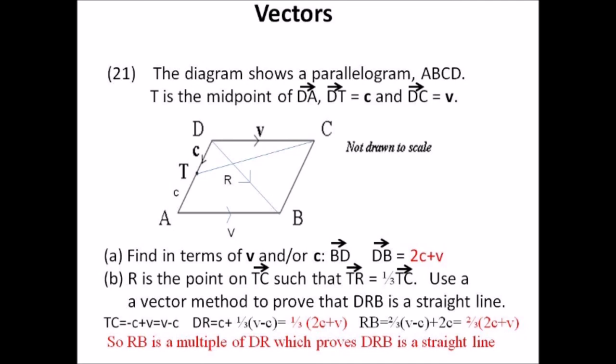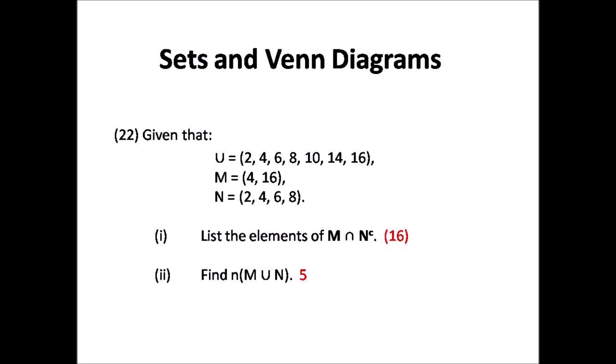Okay, number 22, sets and Venn diagrams. So for the first one, the elements of M intersection N, what's not in N is 16. And then M union that, and how many members in that would be 5.